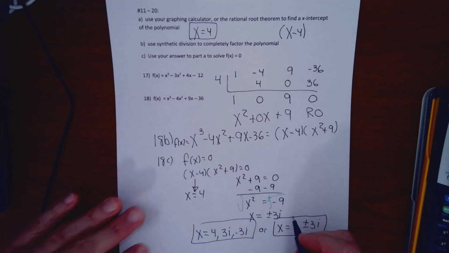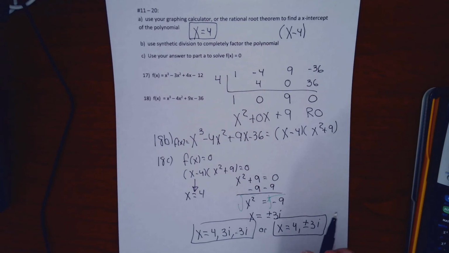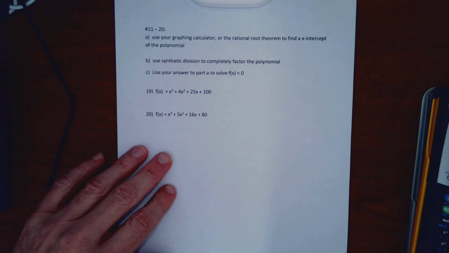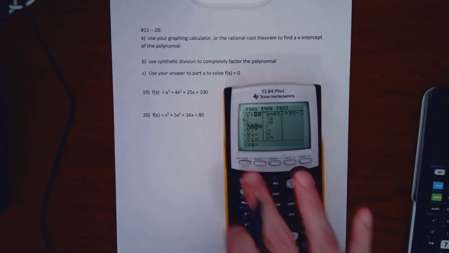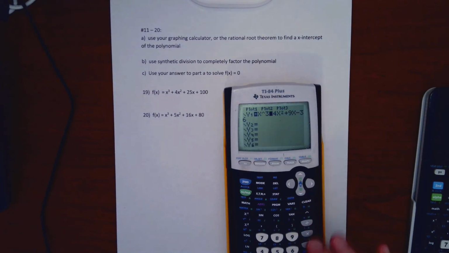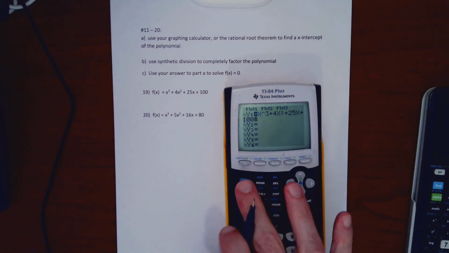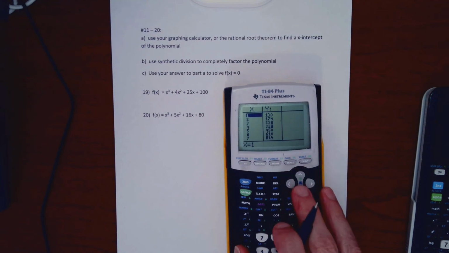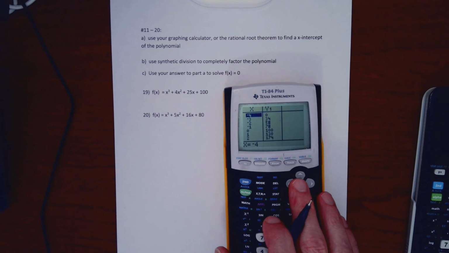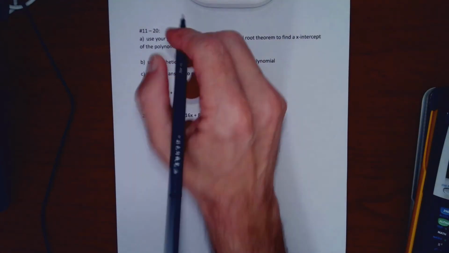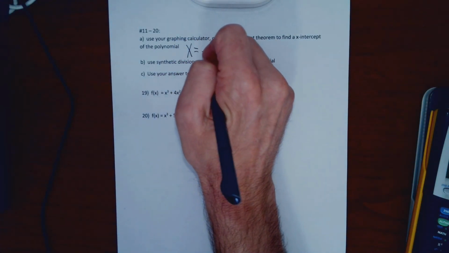One more to do, I think, is a twin of this problem. In fact, let's do 19 together just to knock out one of your homework problems. So I'm going to graph 19 for part A. y equals x cubed plus 4x squared plus 25x plus 100. Nice having all those pluses. Peek at a table. There it is. Negative 4 is where I'm shooting for. So the answer for this is x equal to negative 4.